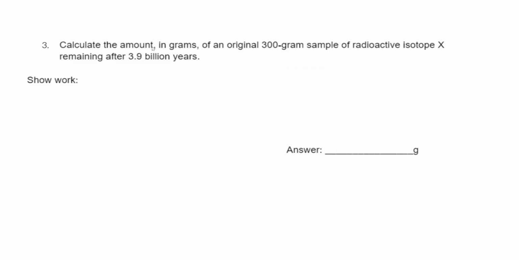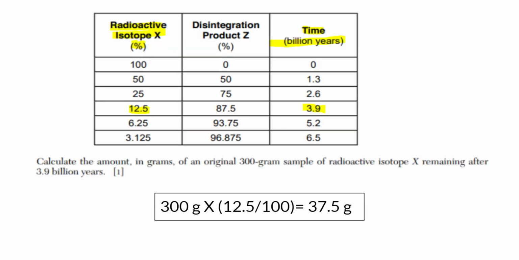Number 3, calculate the amount in grams of an original 300-gram sample of radioactive isotope X remaining after 3.9 billion years. We can see from the chart after 3.9 billion years, the amount of radioactive isotope X we have is only 12.5% left. So we started with 100%. After 3.9 billion years, we're left with 12.5. If I had started with a 300-gram sample when it was a 100%, it's asking how much I have left if I only have 12.5% left after 3.9 billion years.